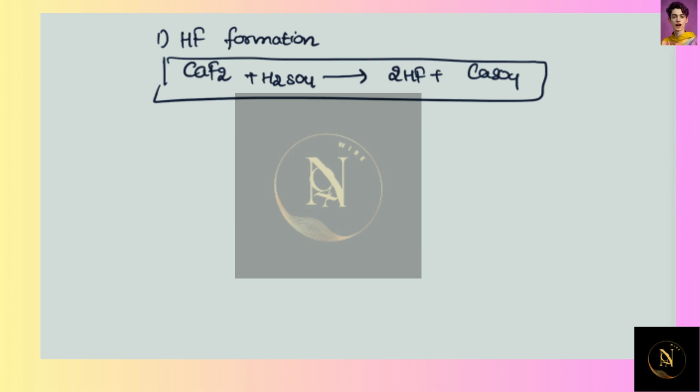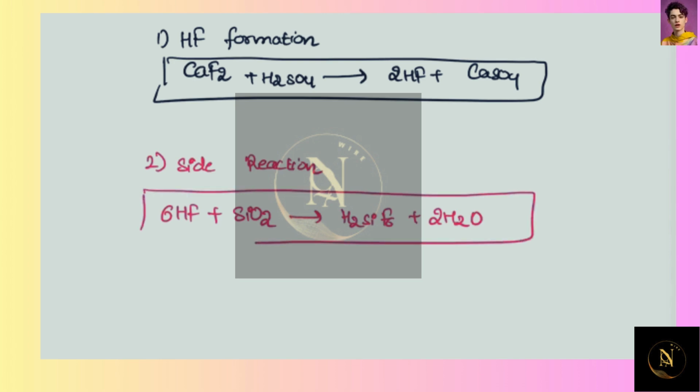Now along with this we can consider a side reaction. The side reaction which is occurring: 6 moles of HF will be reacting with SiO2. We are getting H2SiF6 plus 2 moles of water, and hydrofluoric acid formation is here. So this is the main side reaction that will be occurring here.